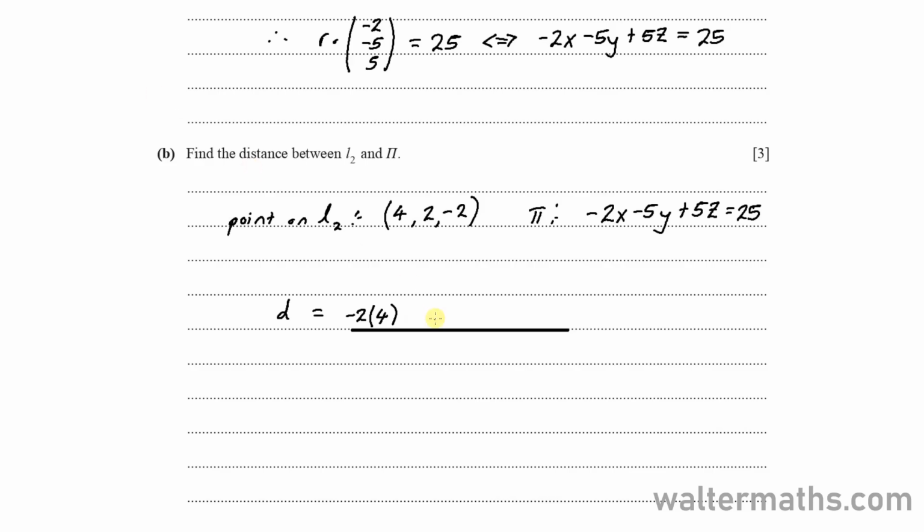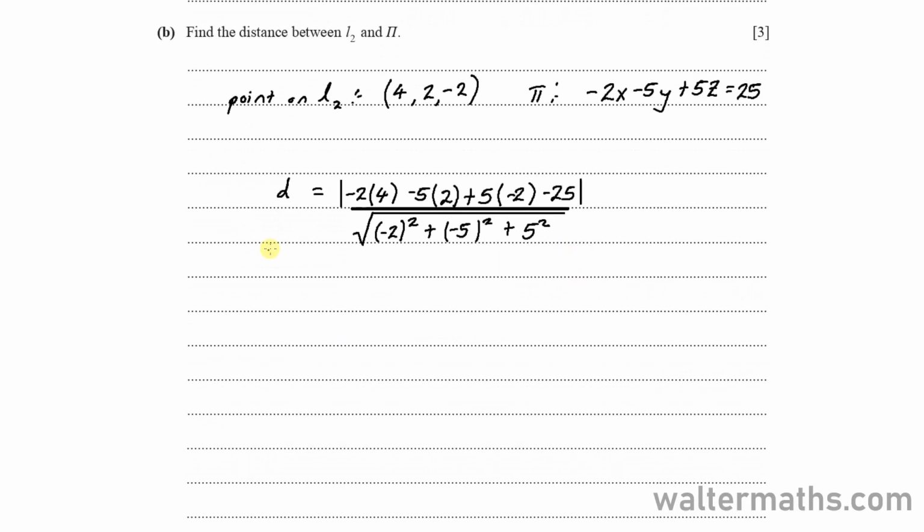So I have minus 5 here, times 2, and it's plus 5 of minus 2, and it's plus d, and d in this case will be minus 25 if we take it to the left side. So it's minus 25, and that's over the square root of a squared plus b squared plus c squared, which is minus 2 squared plus minus 5 squared plus 5 squared. Now the numerator is under modulus, so we shouldn't forget that.